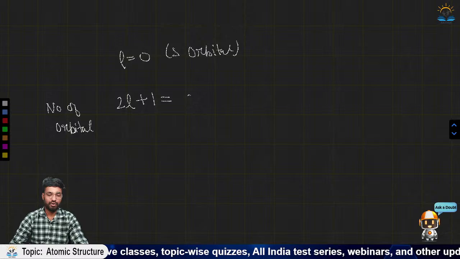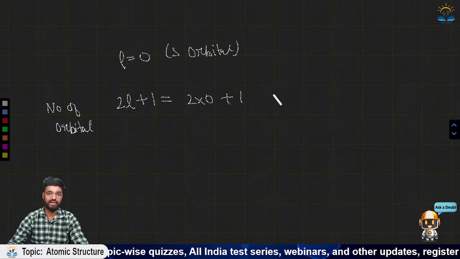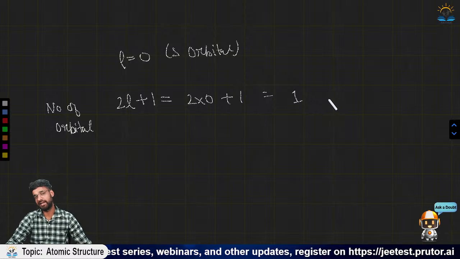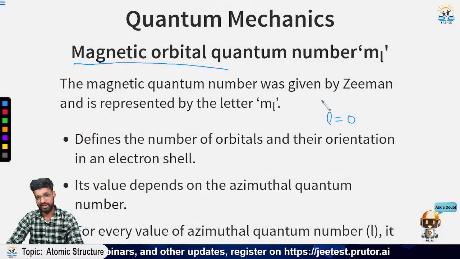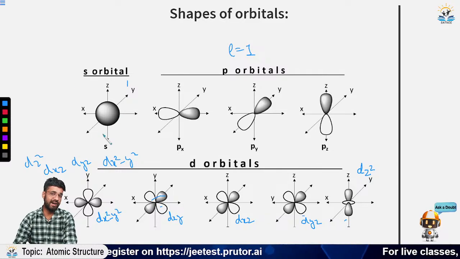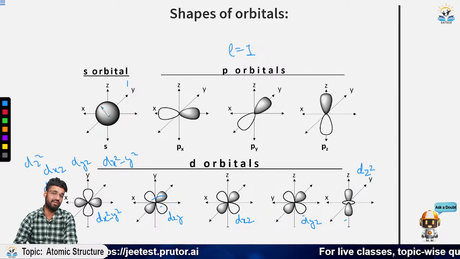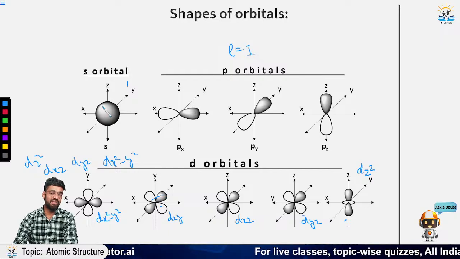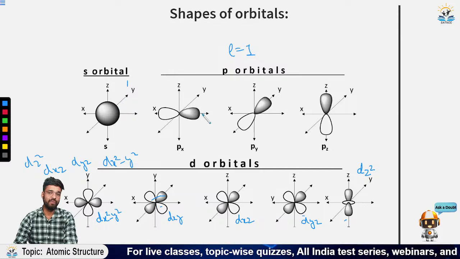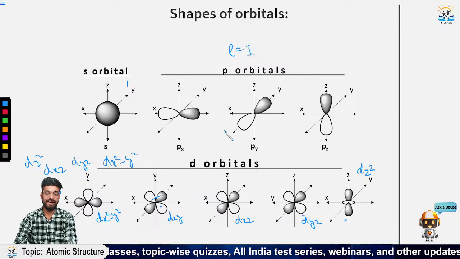We have 2 into 0 plus 1, that is 1 orbital. So S will have no orientation. So what is this orientation? Let me make it clear here. If you see this diagram of S, it is not oriented in any direction. No matter which way you keep this sphere, it will have the same shape. It does not depend upon the direction. Whereas the p orbital and d orbital are directional in nature.